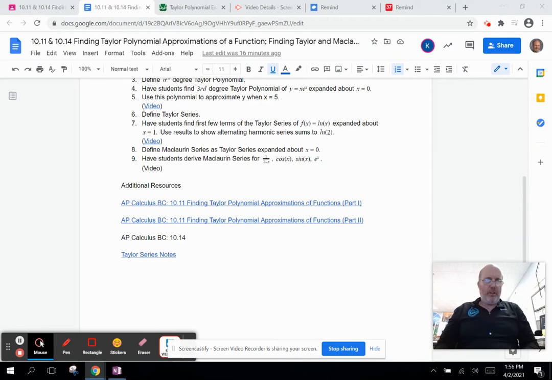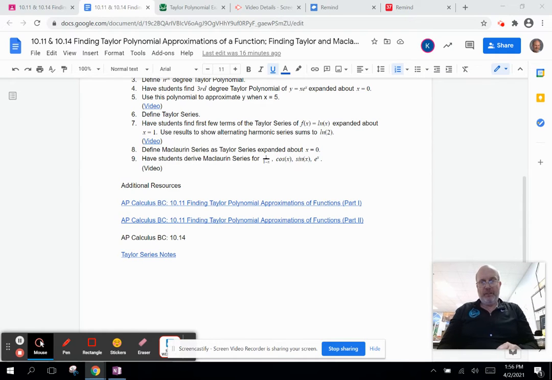Okay, this is part 2 of section 10.14. In this video, we're going to define the Maclaurin series as just the Taylor series expanded about x equals 0. Then we're going to use that to show you the Maclaurin series expansion for 1 over 1 minus x, for cosine x, for e to the x. Then I'm going to leave it to you to find the Maclaurin series for sine x.